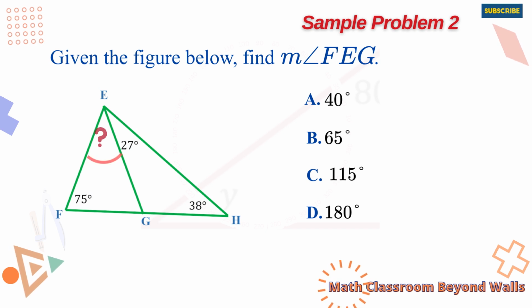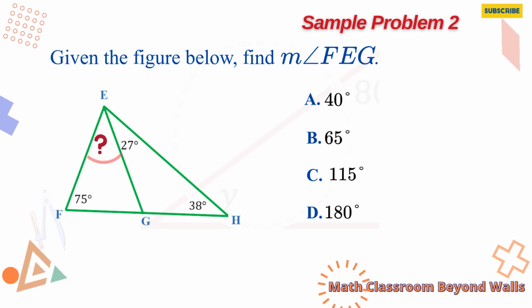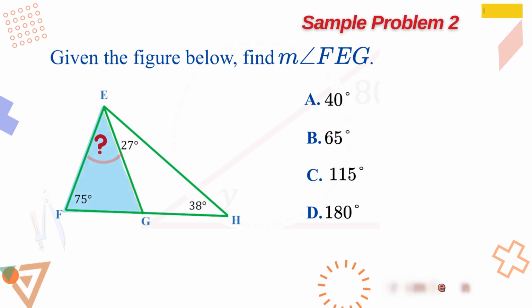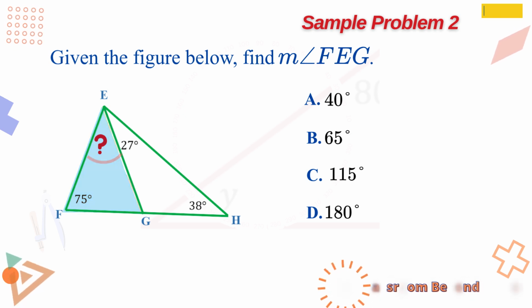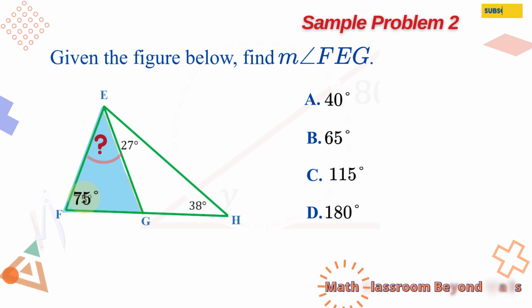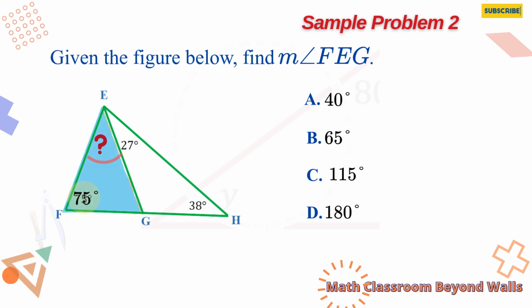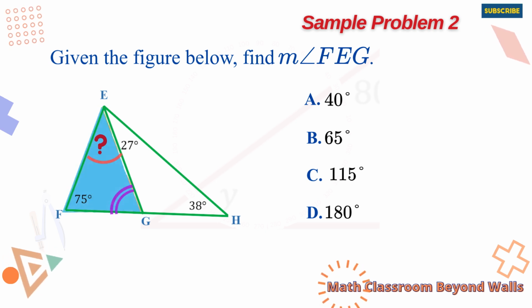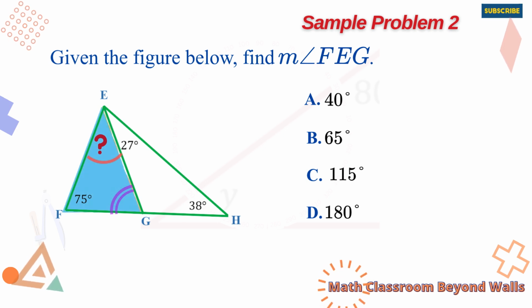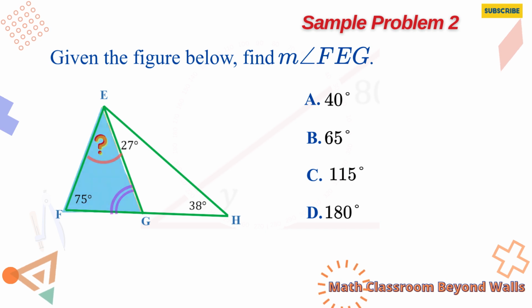The angle whose measure we're looking for is an interior angle of triangle EFG. Can you follow, learners? On this triangle, one angle is already known. We just need to get the measure of the other missing angle, angle EGF. Then apply triangle angle sum theorem to get the measure of angle FEG.